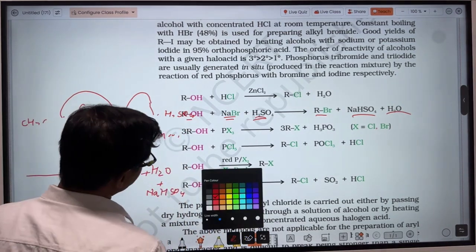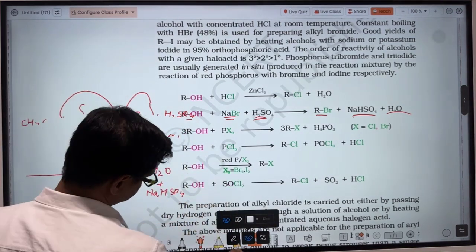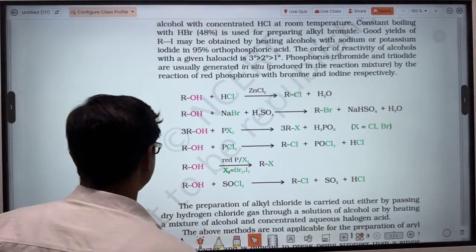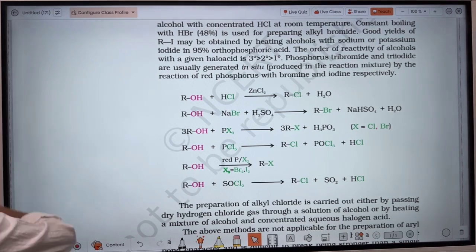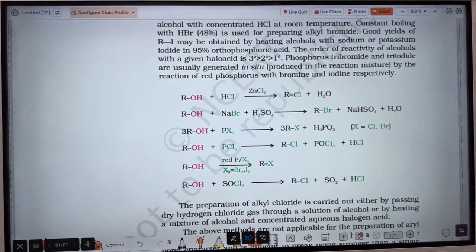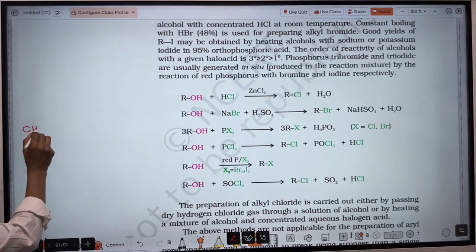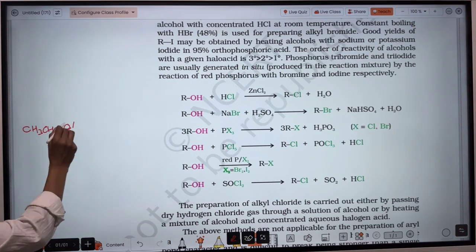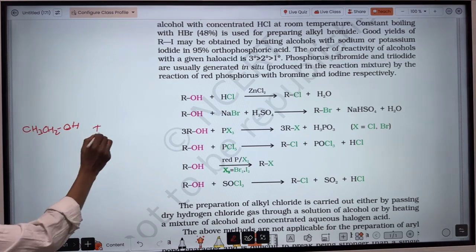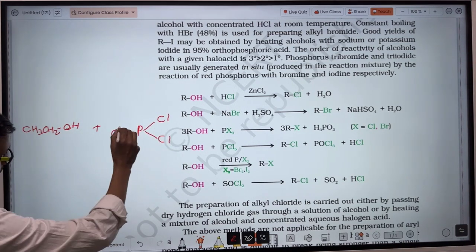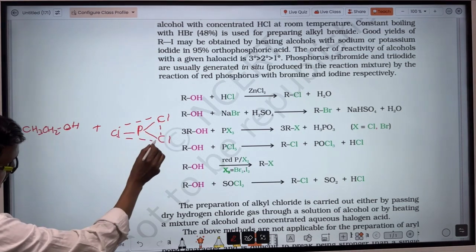Let's see the next reaction, when the alcohol reacts with PCl3, PX3, either PCl3 or PBr3, whatever it may be. So what happened? Let's see here, taking ethanol, this compound reacts with PCl3. The structure of PCl3 is like this. Here the shape will be trigonal planar.